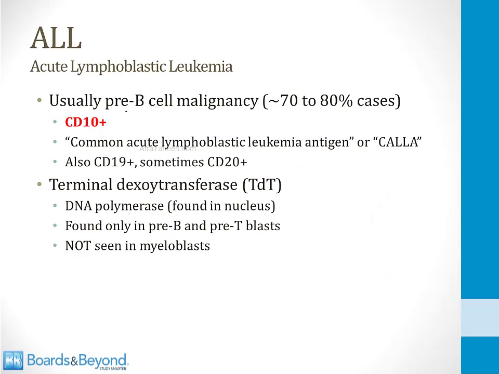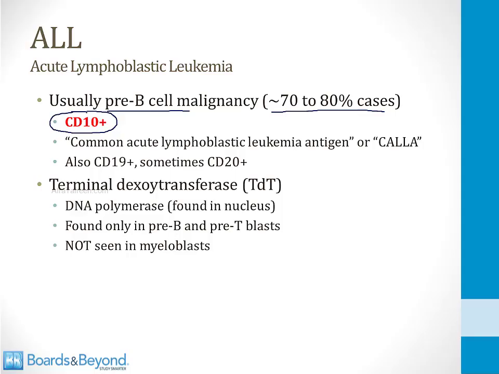Now let's get back to our discussion of acute lymphoblastic leukemia. This malignancy is usually a pre-B cell malignancy. In about 70 to 80% of cases, it's a pre-B cell malignancy. We'll talk about the less common scenario where it's a T cell malignancy in a few slides. And now that you understand the lymphocyte antigens we talked about in the last two slides, it should be easy for you to appreciate that the lymphoblasts in ALL will be positive for CD10. CD10 is a pre-B cell marker.